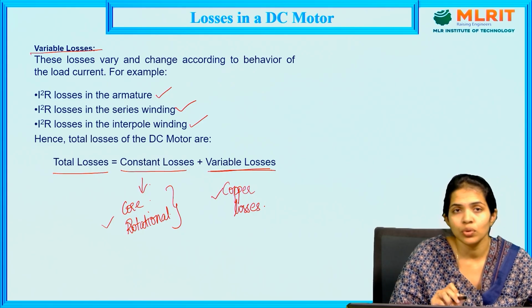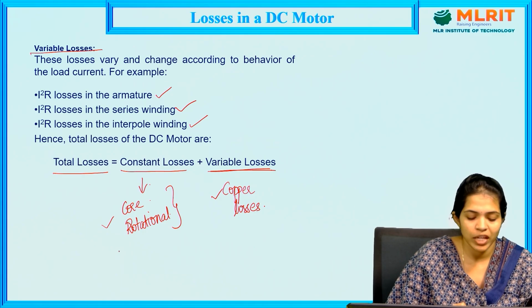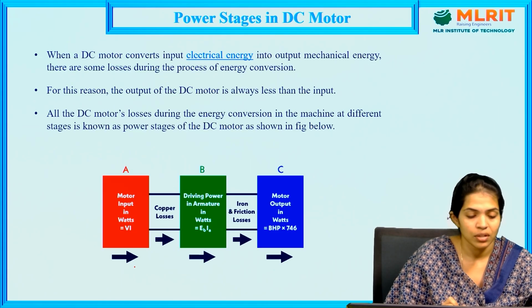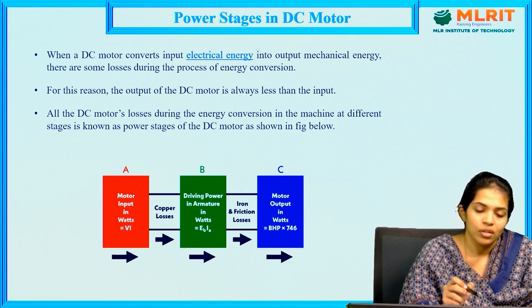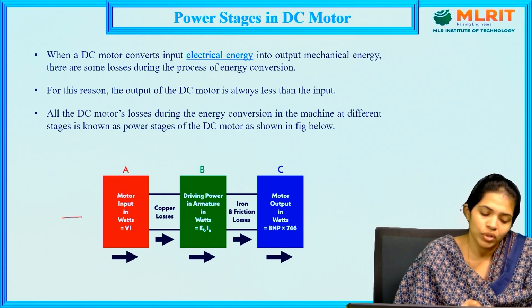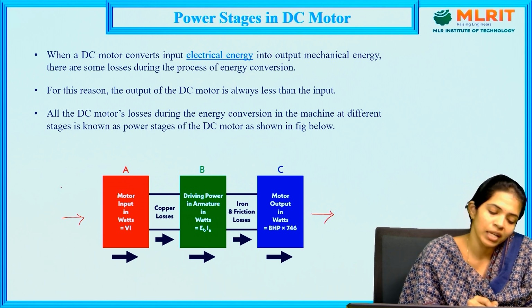Now we got to know the different kinds of losses which occur in a DC motor. From this, we can calculate the efficiency. So let us see the power stages in the DC motor. We know that the input energy to a DC motor is electrical energy, and the output is mechanical energy.